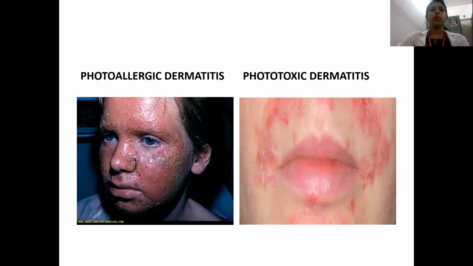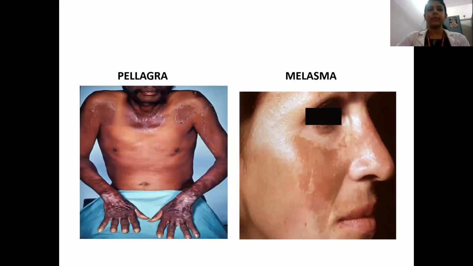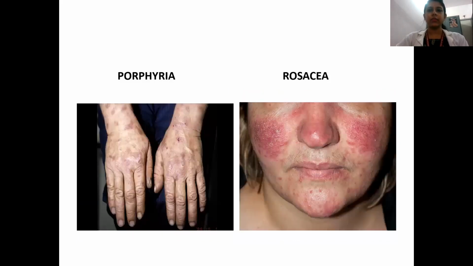This is another condition, photoallergic dermatitis, seen on the sun exposed area of the face. The photo of phototoxic dermatitis. Then we have pellagra, like we said before. Here also it is mainly on sun exposed areas, a metabolic cause of photodermatosis. In the sun exposed area, we can see hyperpigmented plaques. This is melasma, where we can see hyperpigmentation over the face. These are all sun exposed areas.